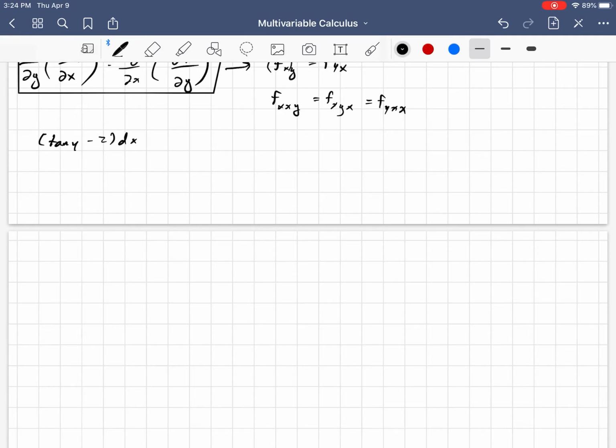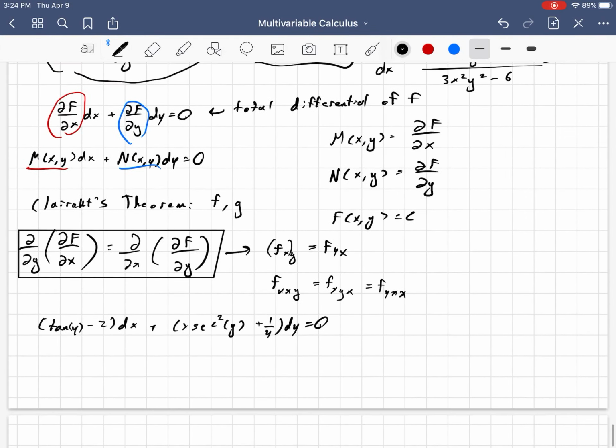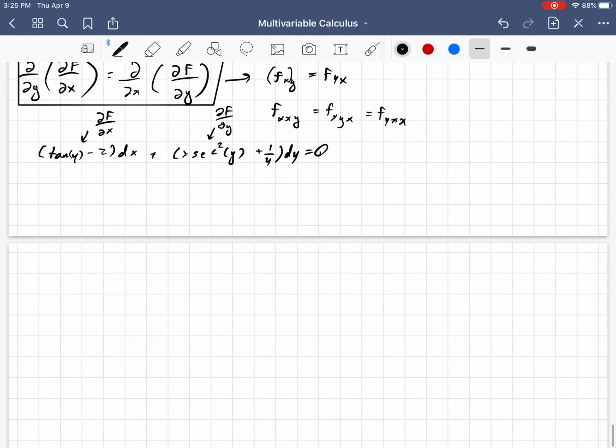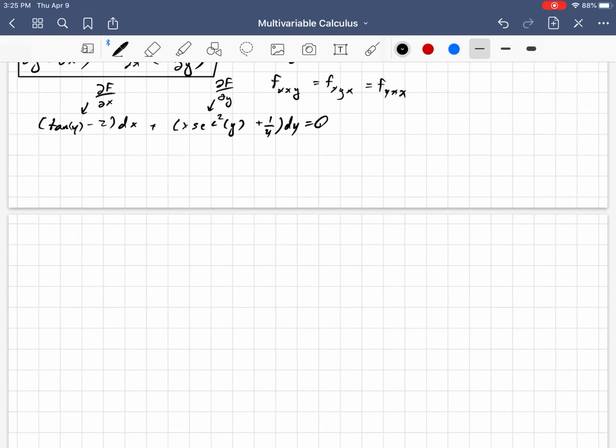An example now: if we have (tangent of y minus 2) dx plus (x secant squared y plus 1 over y) dy is equal to 0. So right off the bat, I know that this piece right here is the partial of f with respect to x, where f is the solution to the equation, and this is the partial of f with respect to y.